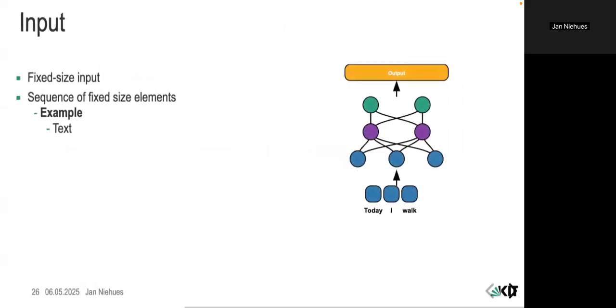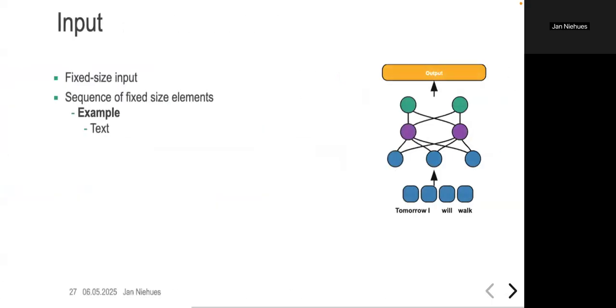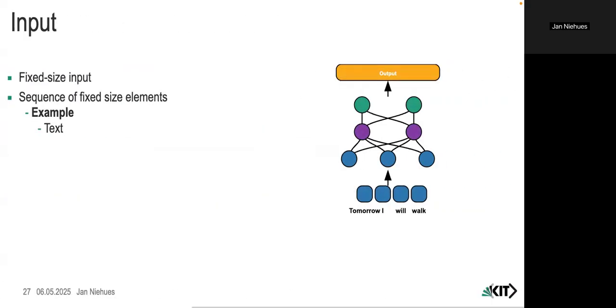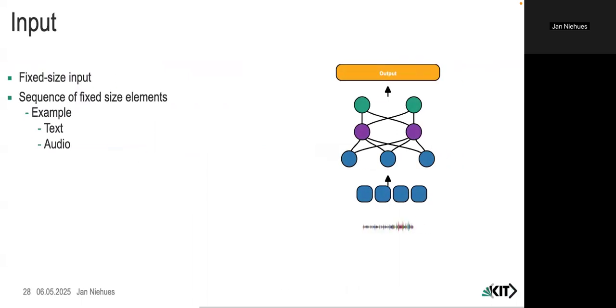So that would be the text case, so that you can handle variable size input, and you can put this one in there, this one in there, or this one in there. So different lengths. And the same thing goes for audio. You somehow cut your audio into parts, and each part is then used in there. So can we build architectures that can handle these types of inputs?